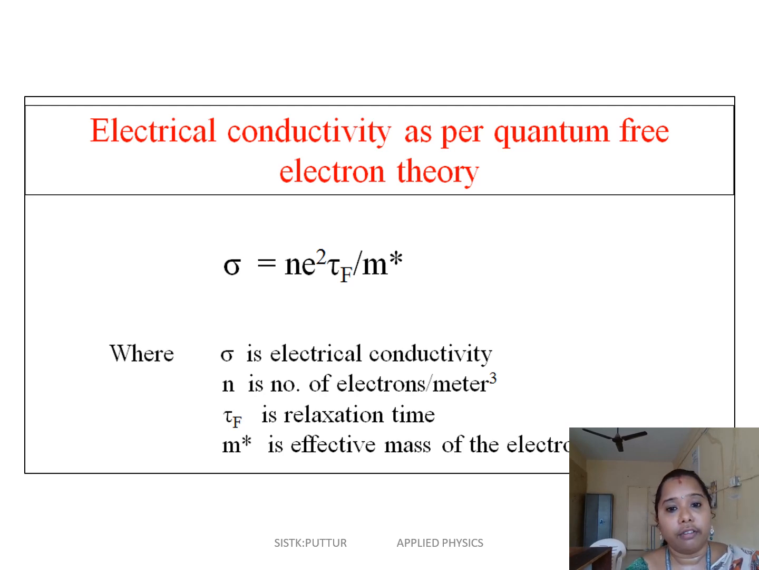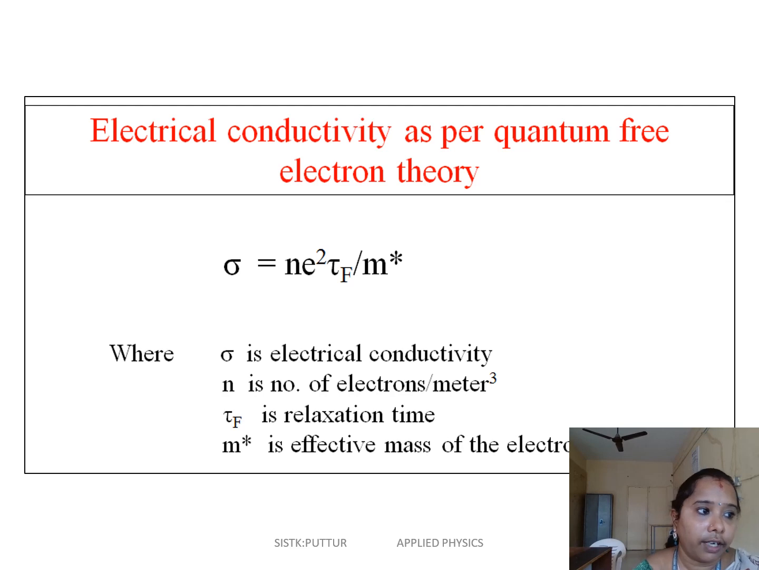So in this quantum free electron theory, we can derive the same electrical conductivity of a metal: sigma is equal to N e squared tau by m star. Here m star is the effective mass of electron, tau is the relaxation time, N is the number of electrons per meter cube, and sigma is the electrical conductivity.